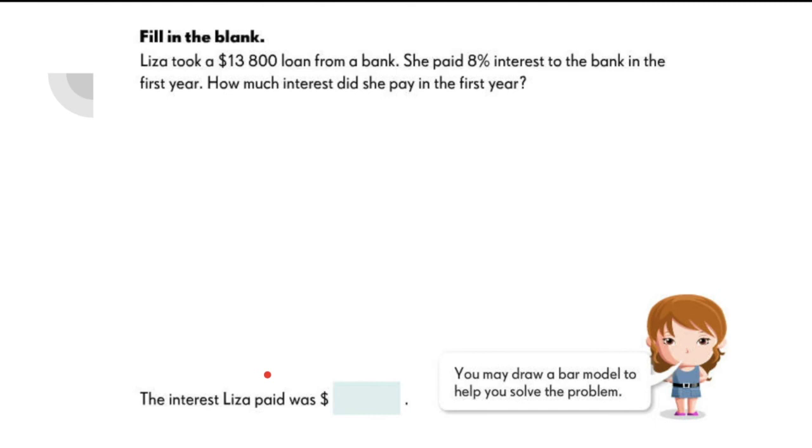What about this example? Try answering this independently. Lisa took a $13,800 loan from a bank. She paid 8% interest to the bank in the first year. How much interest did she pay in the first year? So, I hope you know how to get 8% of $13,800. You might want to draw a bar model to help you solve the problem.